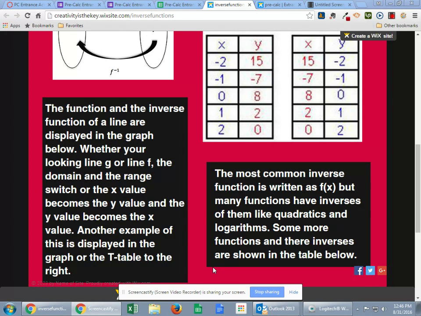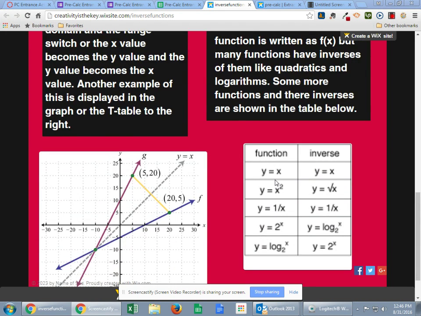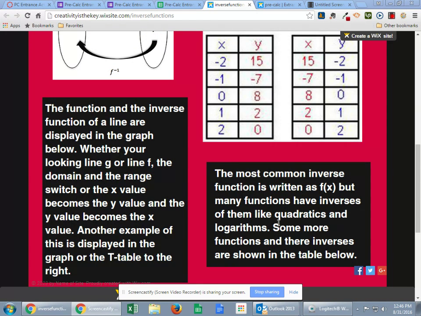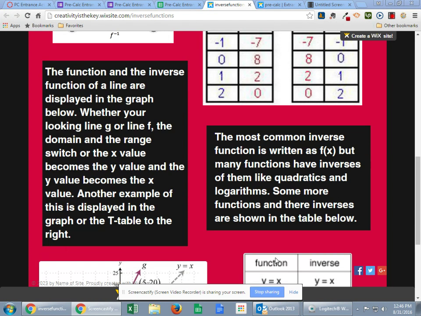Another example of this is displayed in the graph or the t table to the right. The most common inverse function is written as f of x, but many functions have inverses of them, like quadratics and logarithms. Some more functions and their inverses are shown in the table below.